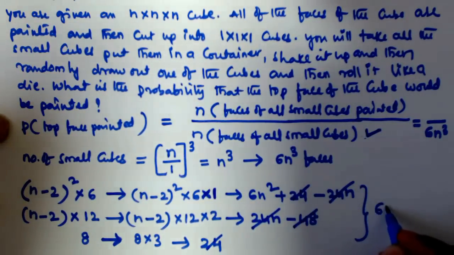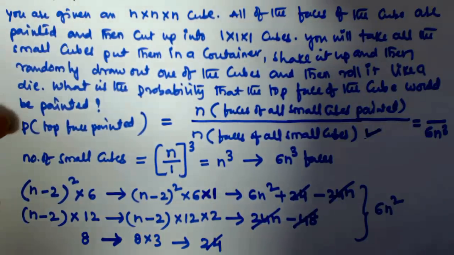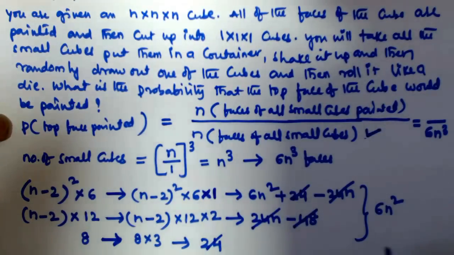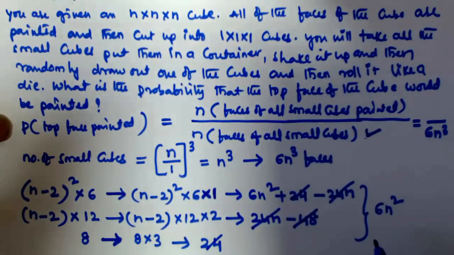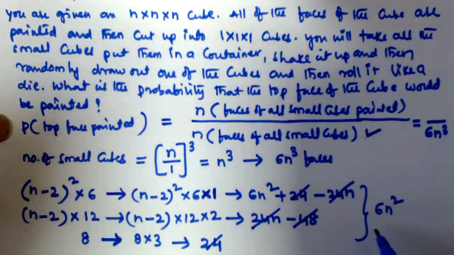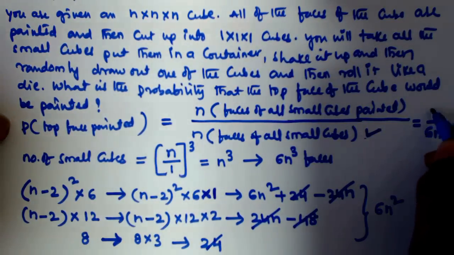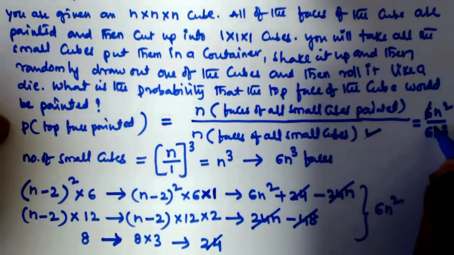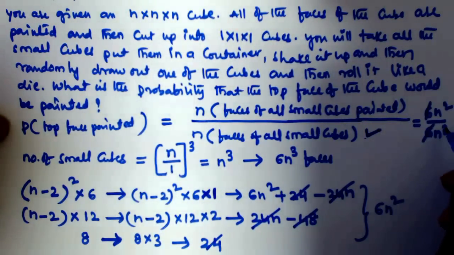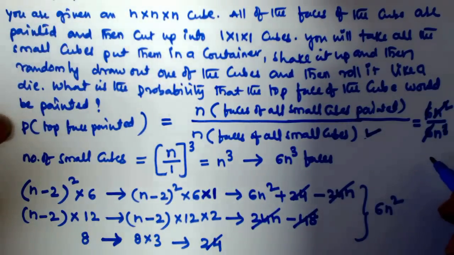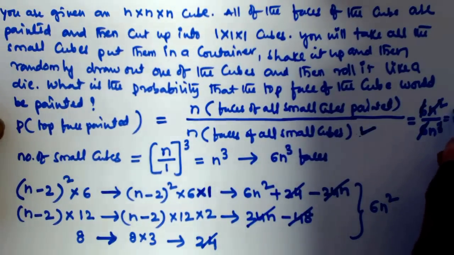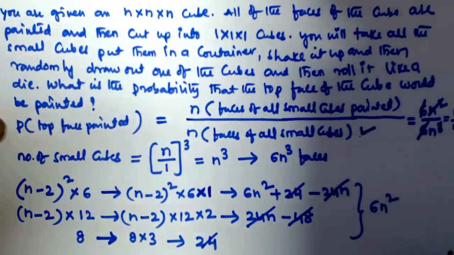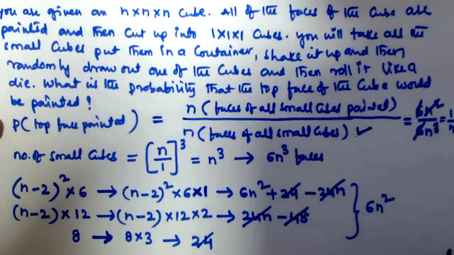So that means the total number of faces which are painted is 6n square, and the total number of faces related to the small cubes is 6n cube. So here we will get 6n square by 6n cube. So 6 is cancelled, and n square by n cube, so n square is cancelled with part of this cube, and we are left with 1 by n. This is going to be equal to 1 by n.